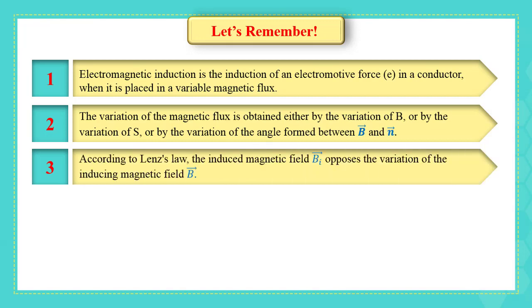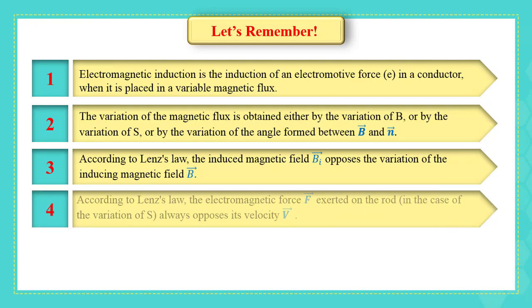3. According to Lenz's law, the induced magnetic field BI opposes the variation of the inducing magnetic field B. 4. According to Lenz's law, the electromagnetic force F exerted on the rod in the case of the variation of S always opposes its velocity V.